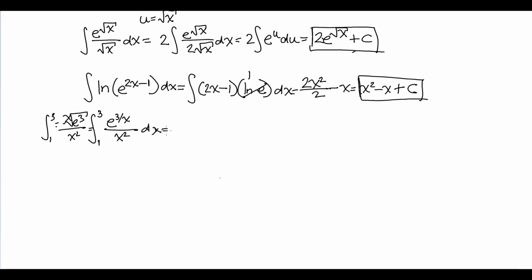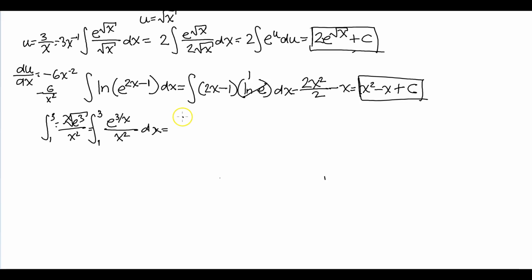Now, what is good to know is that your u is usually the exponent. So why not just let u equal 3 over x, or 3x to the negative 1, and you get du/dx equals negative 6 times x to the negative 2, or negative 6x over x squared. Now, we have an x squared in the denominator.